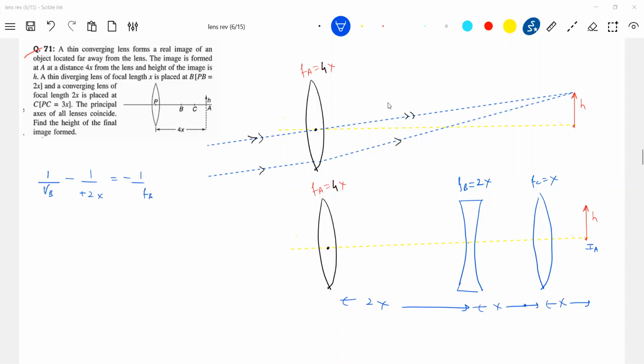A thin diverging lens of focal length x, okay, this is x, and a converging lens 2x. Okay, I made changes. Let it be like this. They should be plus 2x. This will be minus x. 1 by 2x minus 1 by x. So VB is equal to minus 2x here.